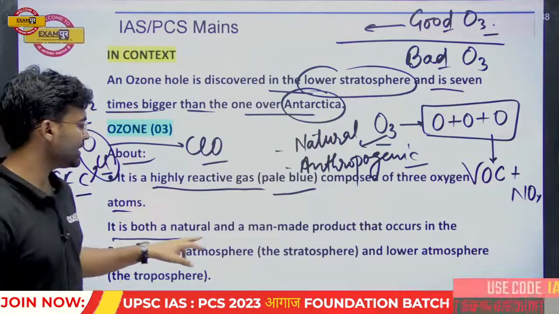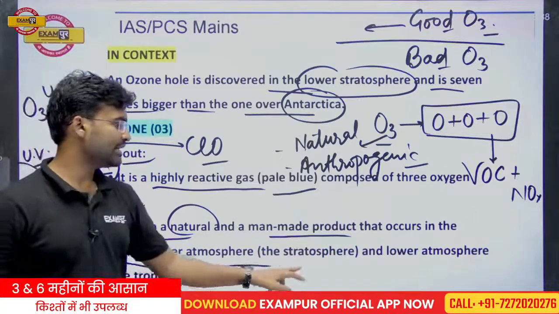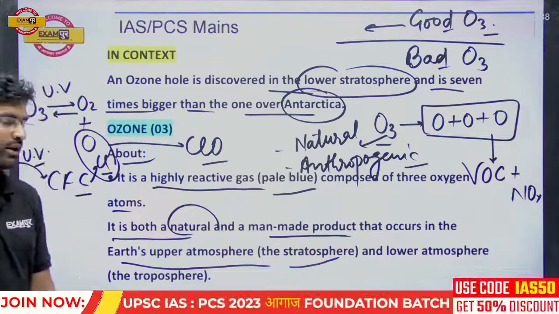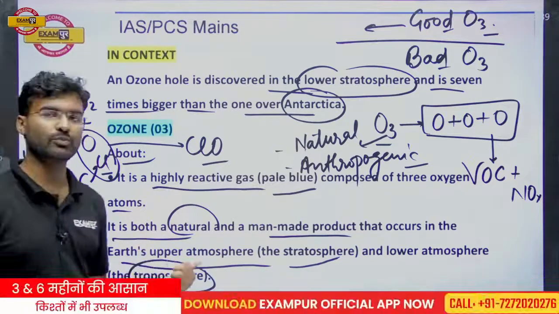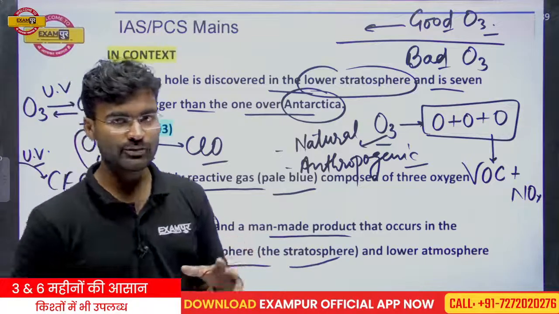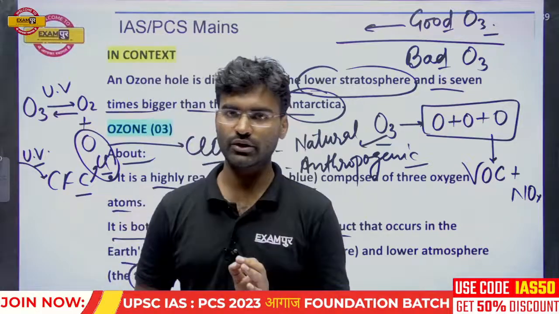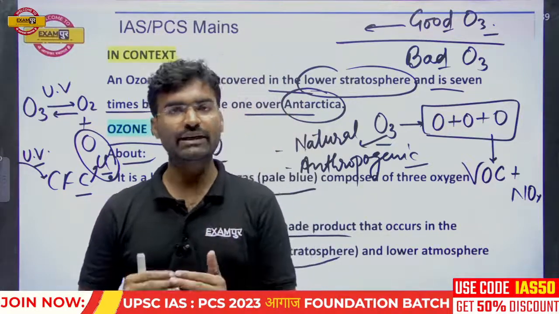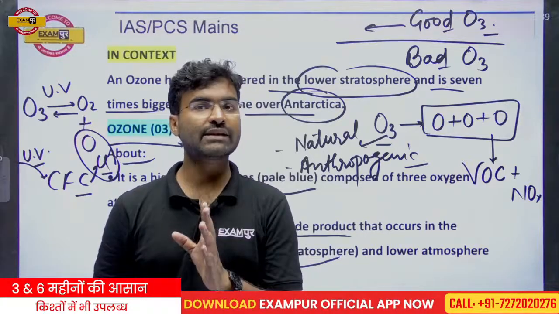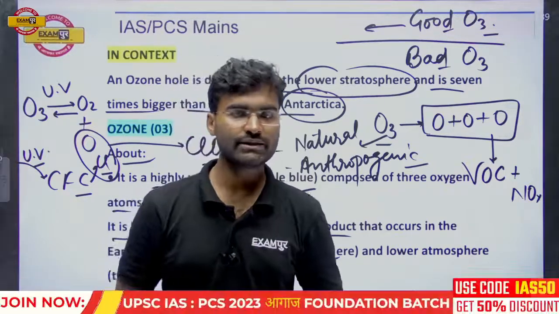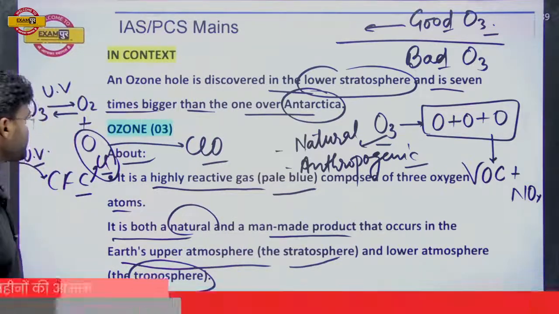It occurs both as a natural and a man-made product in the Earth's upper atmosphere, the stratosphere, and the lower part of the atmosphere, the troposphere. If it is found in the troposphere, it is termed bad ozone. If it is found in the stratosphere, it is termed good ozone. Why? Because in the troposphere it comes in direct contact with human beings and acts as a secondary pollutant. That is why it is termed bad ozone.